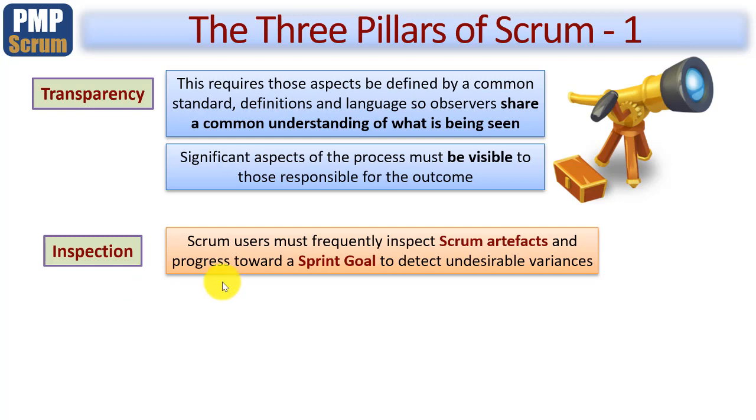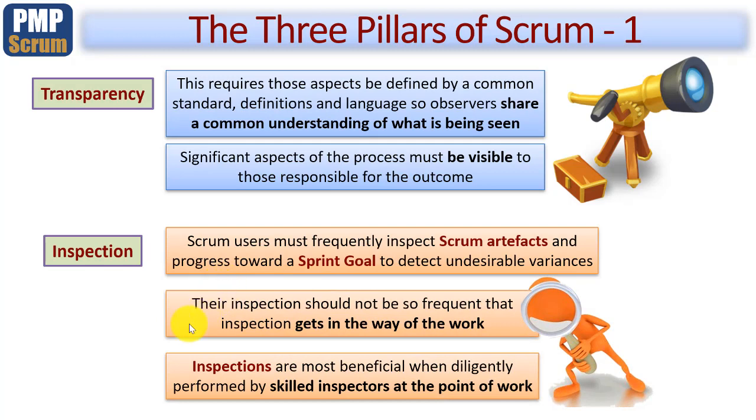You may have heard, quite rightly, that Scrum is lightweight, but as I said in Module 1, it's agile by its very nature, completely the opposite to more traditional predictive or waterfall approaches to the management of projects. So in order to keep Scrum nimble, if you will, there's a couple of riders. First, any inspections on Scrum artifacts and so on should not be so frequent that they get in the way of the team doing the work. Fairly obvious, but it needs to be said. And second, you should ensure that such inspections are diligently carried out by skilled inspectors at the point of work. Otherwise, they will not be beneficial.